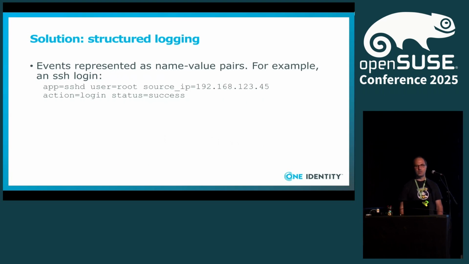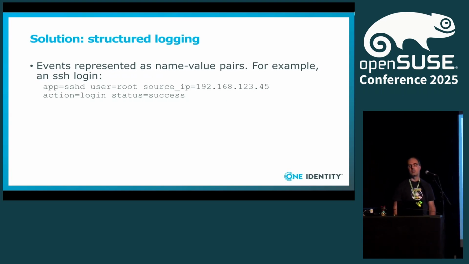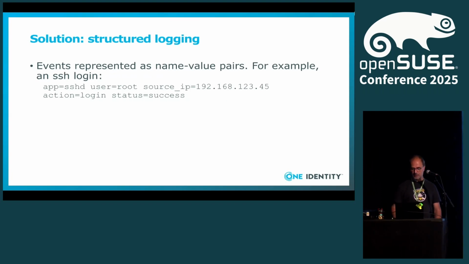It's called structured logging, and it has many formats, but it boils down to a simple concept: describing events as name value pairs. For example, an SSH login can be described as an application equals the SSH daemon, the username equals root, source IP address, that it's a login action, and if it was successful or a failure.